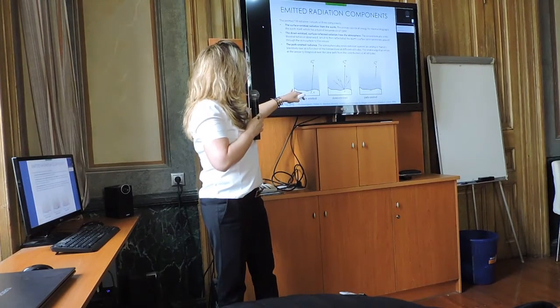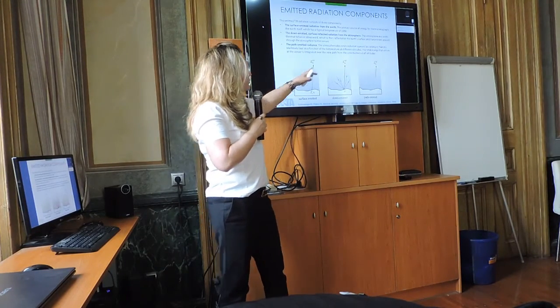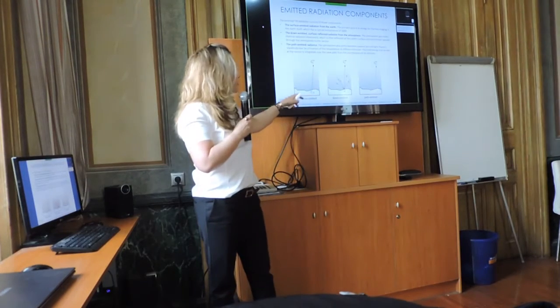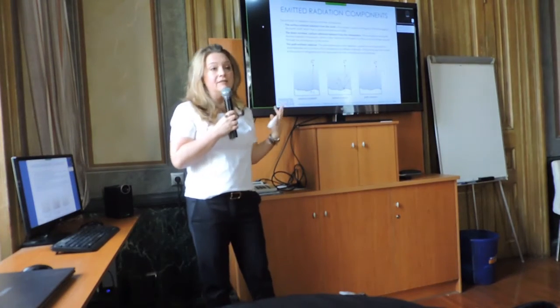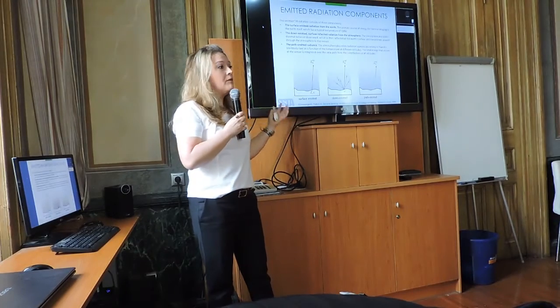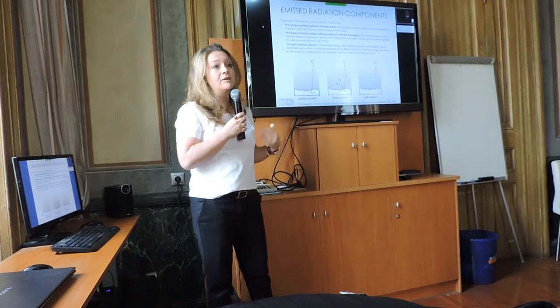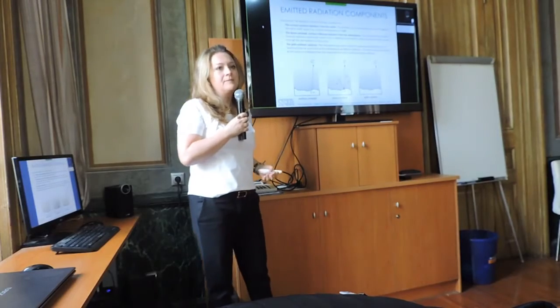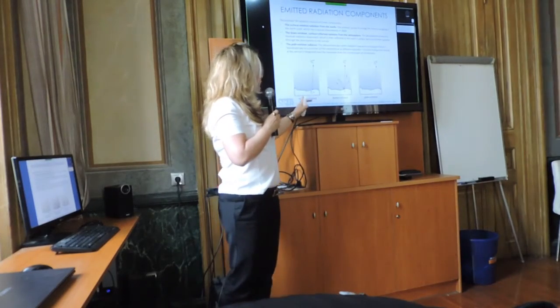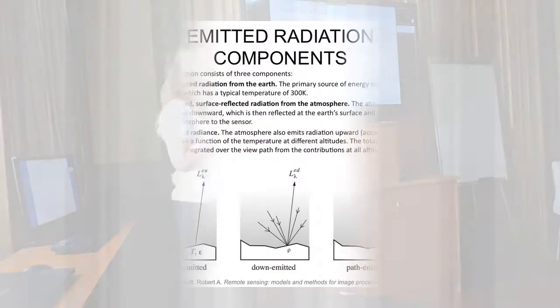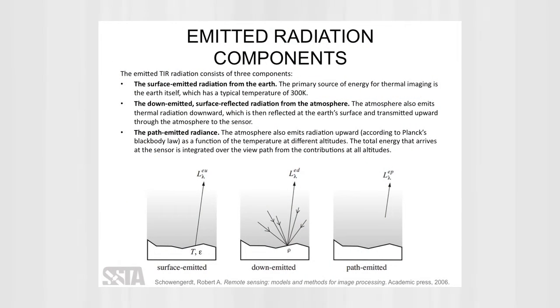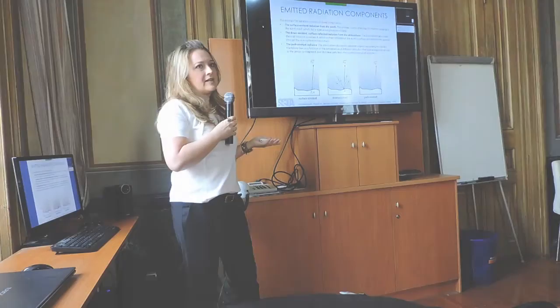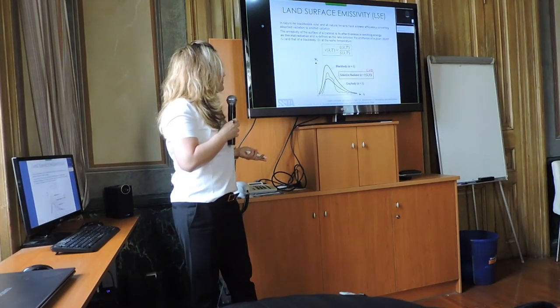So what is actually measured by the satellite is not only the component emitted by your target, which you're interested in, but also the effect of the atmosphere, because the atmosphere is also emitting. So if you're interested only in this part, you have to make some atmospheric corrections, like you also need to do in the visible and near infrared part of the spectrum, which is more known to us because we are more familiar with it.